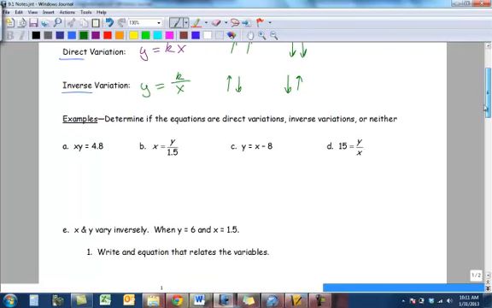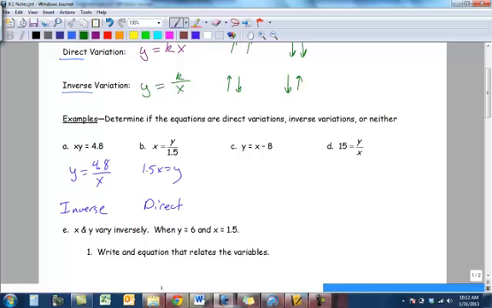So, first, let's figure out if these equations vary directly, inversely, or neither. Now, the trick, I think, is to get y by itself. So here we would get y equals 4.8 divided by x. This is y is equal to k, 4.8 divided by x. So this one is inverse. This one, to get y by itself, you multiply by 1.5. So you got 1.5x is equal to y. Y is equal to kx, where k is 1.5 in this case. This is definitely direct. This is direct variation.